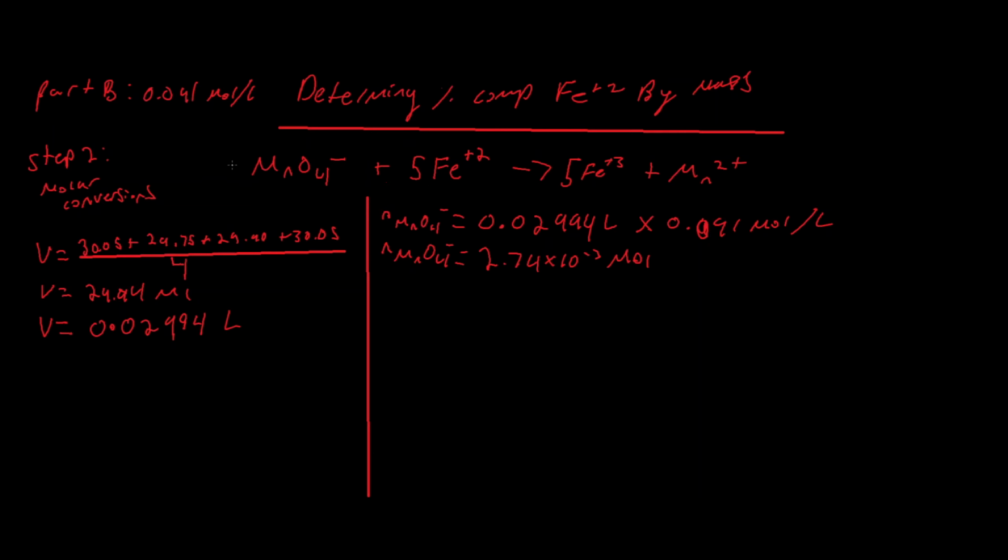We now know that since there is a 1 leading coefficient, we don't need to show it, because by convention we don't show a leading coefficient of 1. But this shows us that we have a 1 to 5 molar ratio of MnO4 to Fe+2. So we know that we have 5 times the moles of Fe+2 than we do MnO4. So if we want to calculate the amount of moles of Fe+2, it would equal 2.74 times 10 to the power negative 3 moles, which is our moles of MnO4, times 5. This is our molar conversion.